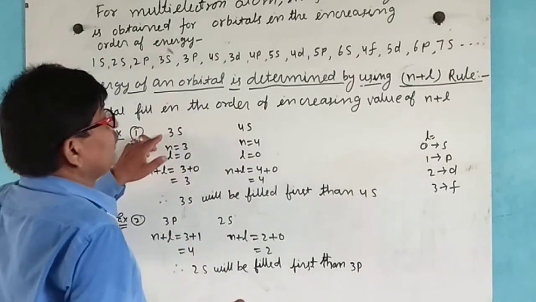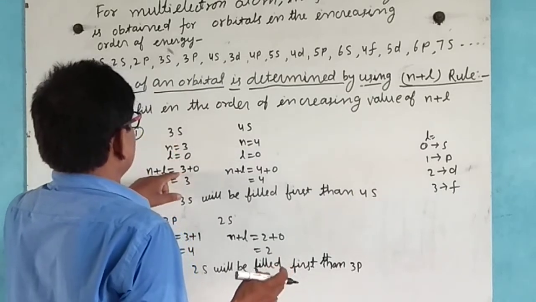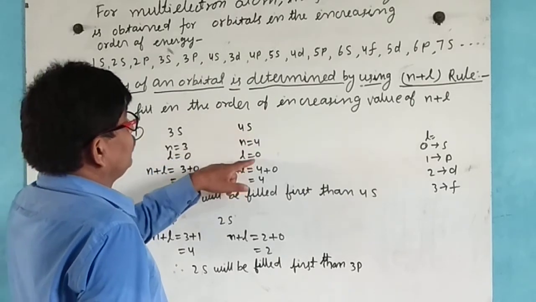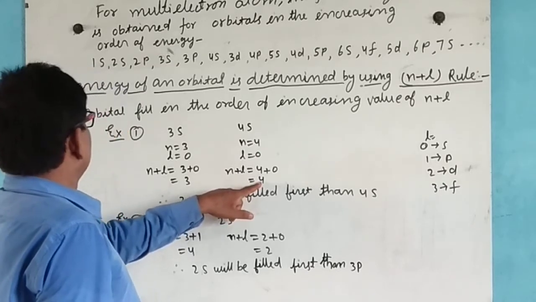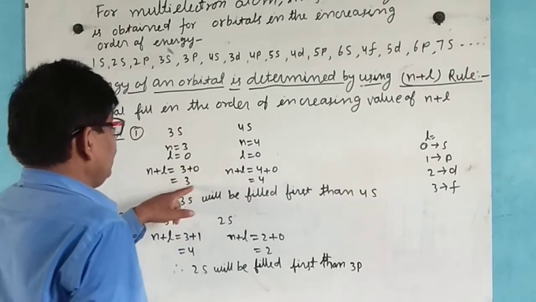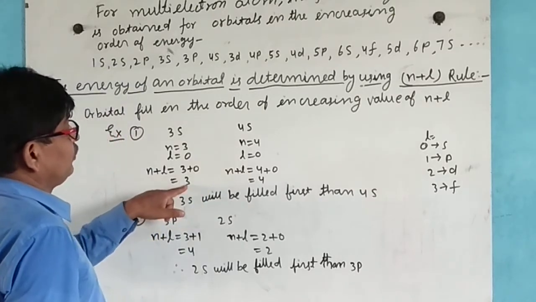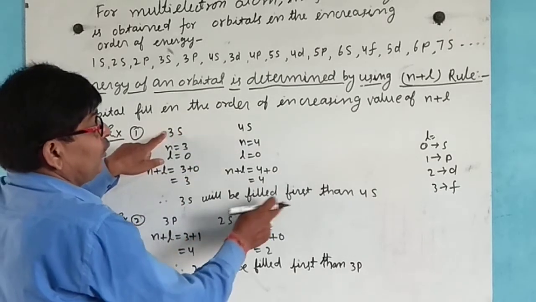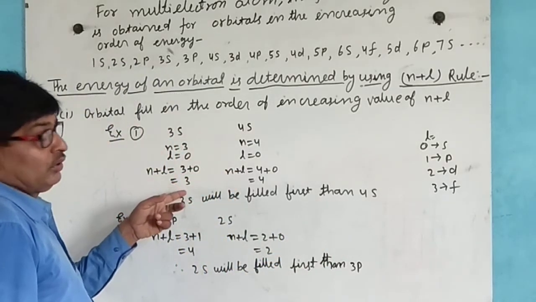Now for 3s, the value of l is 0, so 3 plus 0 is equal to 3. For 4s, n is equal to 4 and l is equal to 0, so 4 plus 0 is equal to 4. So the energy of an orbital is determined by using the n plus l rule. In this case, the value of n plus l is 3 and 4, so 3s will be filled first, then 4s, because it has lower energy.